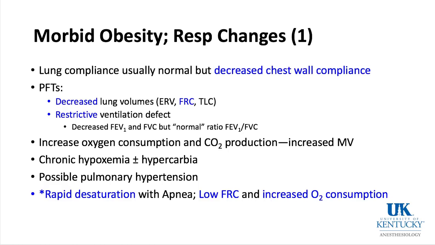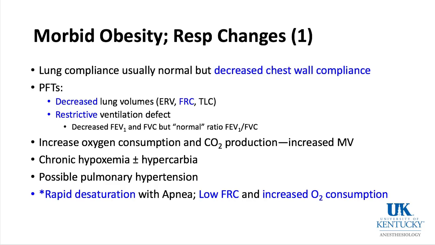They use more oxygen, they produce more CO2, and because they're producing more CO2, they have to have an increased minute ventilation if they're going to keep their carbon dioxide levels in the normal range. So more work of breathing. They can have chronic hypoxemia and hypercarbia, and the chronic hypoxemia and hypercarbia can cause possible pulmonary hypertension, and we should look for that in morbidly obese patients.